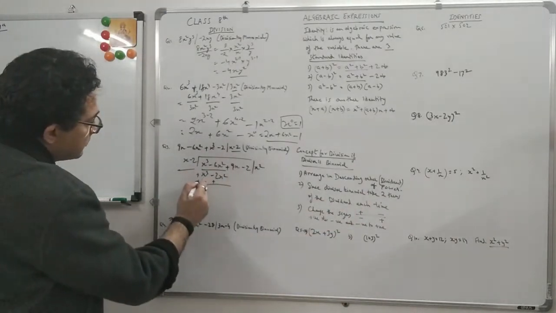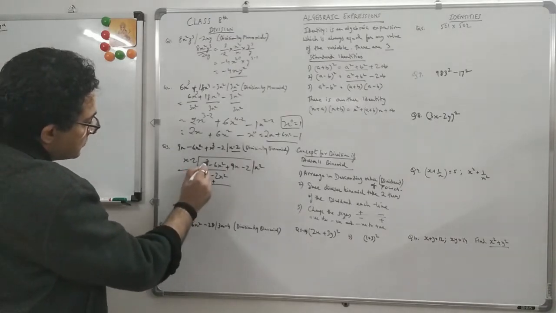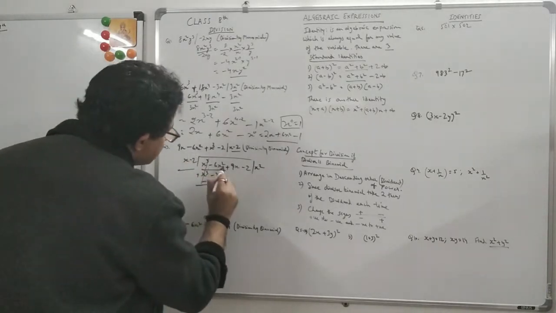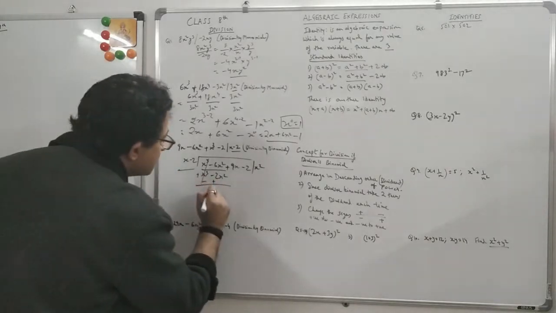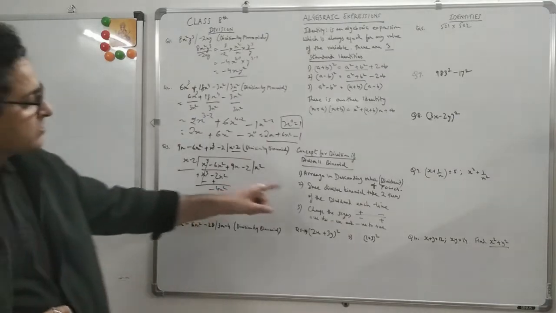Plus x cube and minus x cube. This now we'll take minus x cube, not plus x cube. Plus x cube minus x cube, you cut this. Minus 6x square plus 2x square is minus 4x square. So again, come back to the second part here.